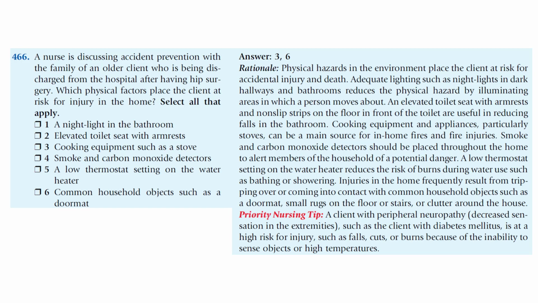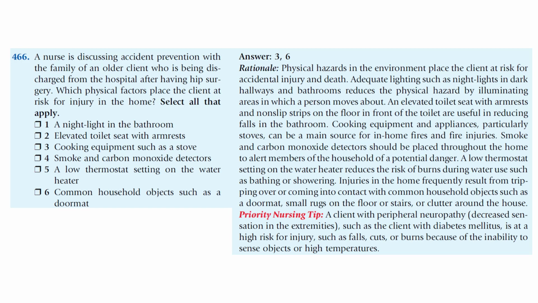Answer 3, 6. Rationale: Physical hazards in the environment place the client at risk for accidental injury and death. Adequate lighting such as nightlights in dark hallways and bathrooms reduces the physical hazard by illuminating areas in which a person moves about. An elevated toilet seat with armrests and non-slip strips on the floor in front of the toilet are useful in reducing falls in the bathroom.